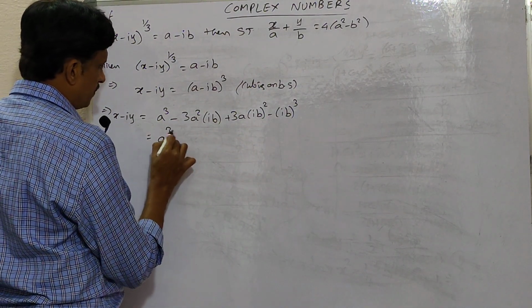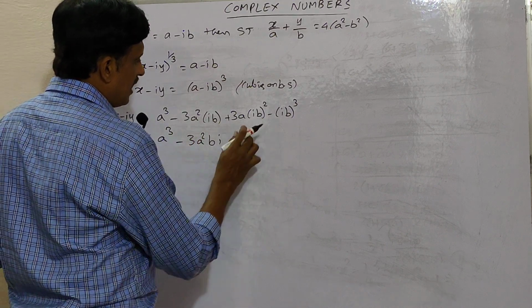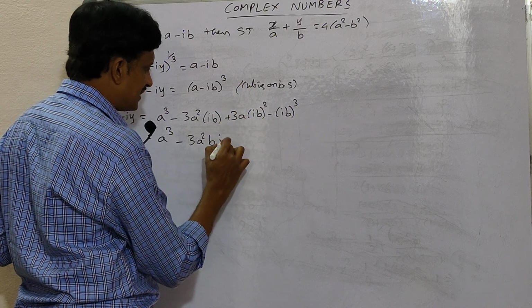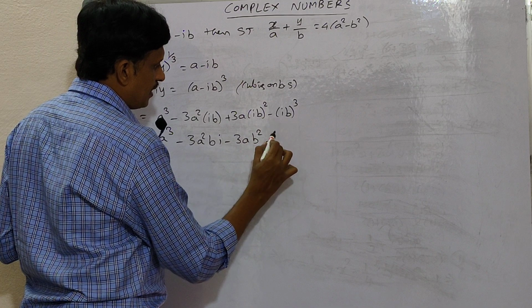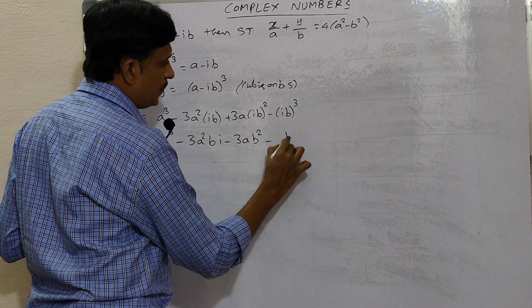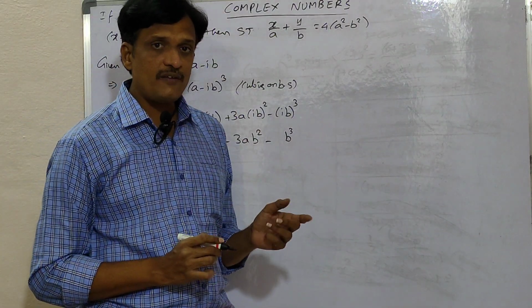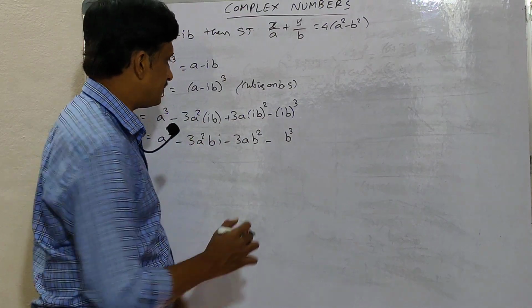This is a cube minus 3a square b i. And here it is ib whole square, where i square is minus 1, so you will get some change in the sign: minus 3ab square minus ib cube. b cube is okay. But what about i cube? i cube means i square into i, where i square is minus 1. So minus 1 into i will be minus i.